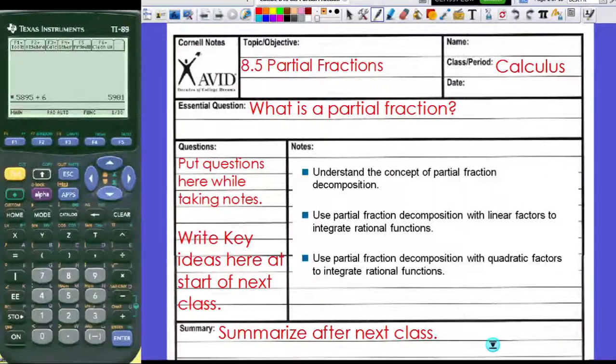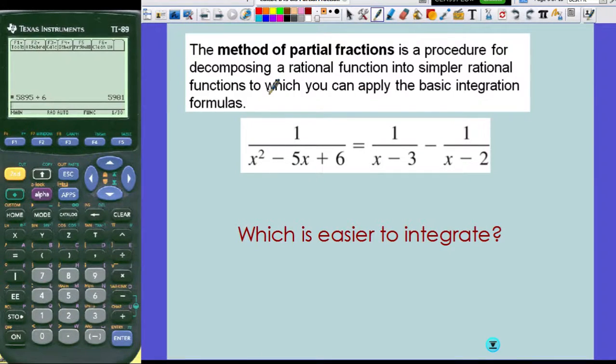Welcome Calculus. This is section 8.5, partial fractions. The essential question is, what's a partial fraction? Let's begin. Sometimes we have a fraction and we want to break it down into smaller fractions. This is what we call the method of partial fractions.